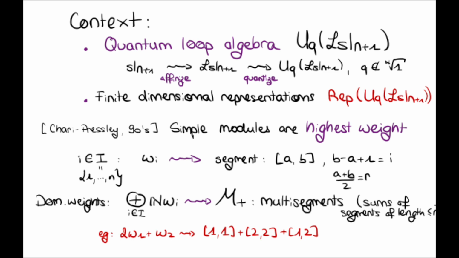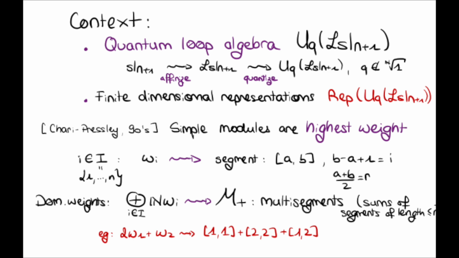But just for completeness, it's type A quantum loop algebra. So you start with a type A Lie algebra that you affinize. So you add in some t variable and you affinize the generators that way. And then somehow you quantize it in the generic case, so q being not a root of unity.